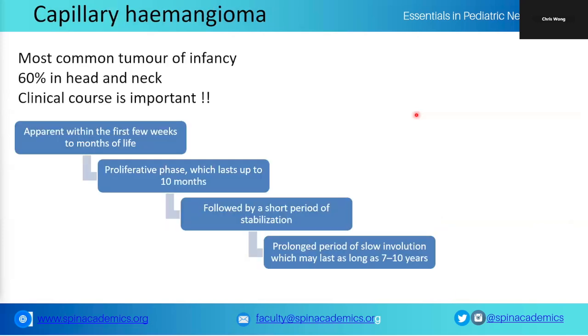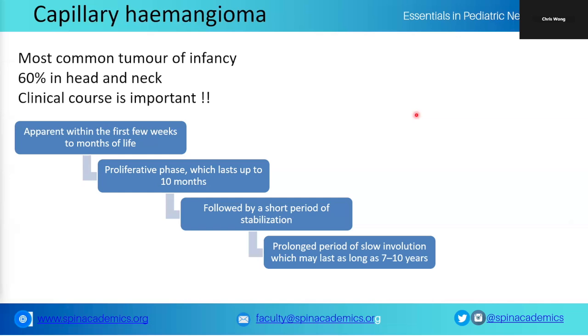Then we come to vascular tumor. Capillary hemangioma. Capillary hemangioma is the most common tumor of infancy. 60% of them occur in the head and neck region. And one very important point is about its clinical course. It is apparent within the first few weeks to months of life. And then it goes to a proliferative phase, which can last up to 10 months, and then followed by a short period of stabilization. And finally, it comes to a prolonged period of slow involution, which may last for as long as 10 years.